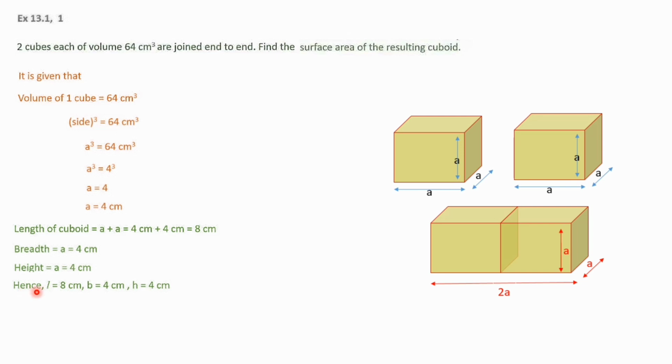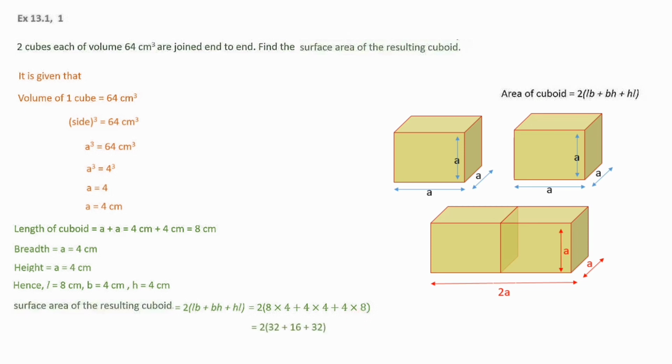Then we have to write down L is equal to 8, B is equal to 4, and H is equal to 4. So the area of cuboid, let's recall the formula for surface area of cuboid, that is 2 into LB plus BH plus HL or LH. So the surface area of cuboid formula we have to write, then just substitute it.